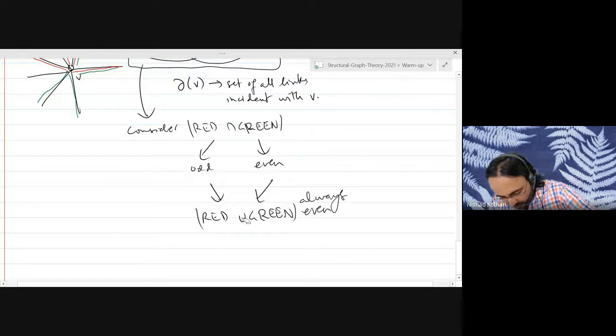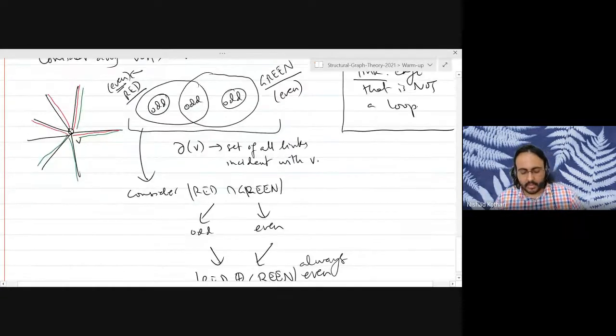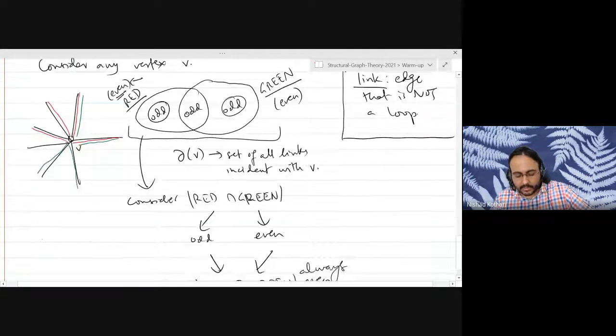Sorry, not union, symmetric difference. My bad. Okay. Are there any questions or concerns about this proof?